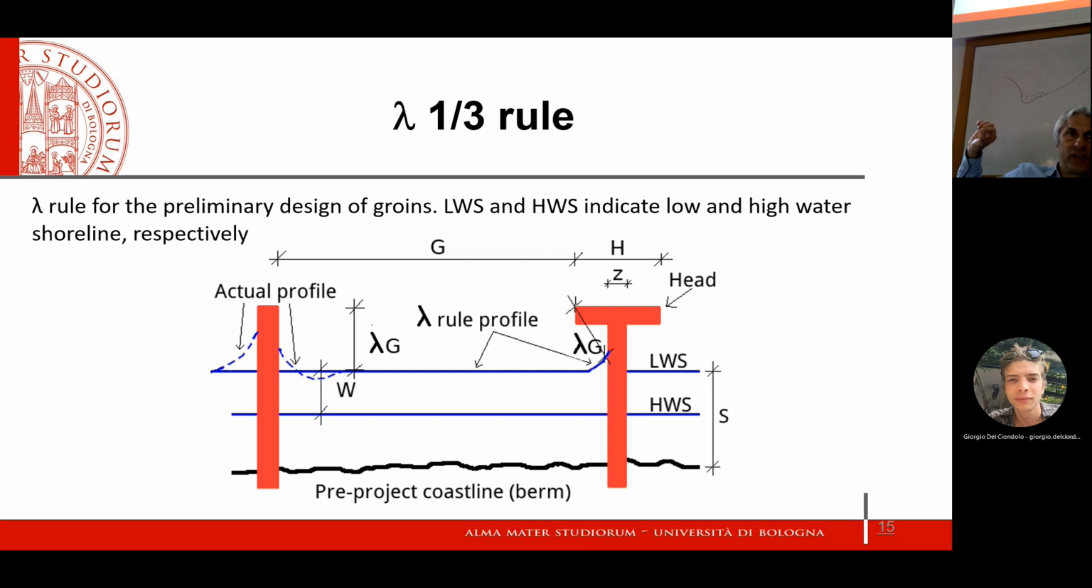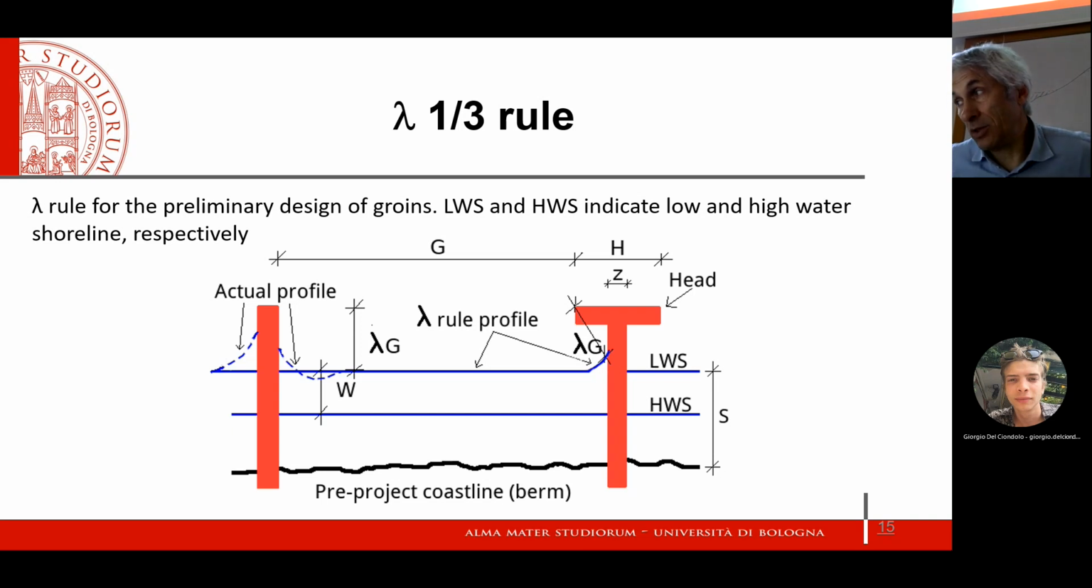So this is the rule of thumb. This is the answer to the question. So the question was, where can I expect to find the new shoreline, the low water shoreline? The reply is, take 1/3 of the gap of the groin, and measure the distance between the groin head and the new low water shoreline. This is very simple.